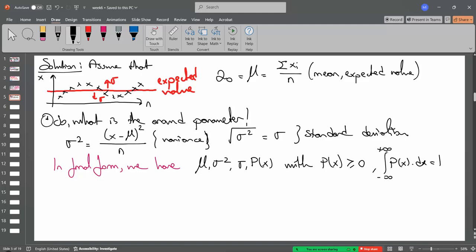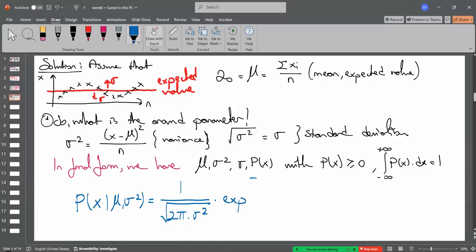Okay, and so the generalized solution can be written just like this one. The px for a given mu and standard deviation must be equal to 1 divided by the square root of 2 pi times variance, times the exponential term, which is equal to minus x minus mu squared divided by 2 times the variance. This is called the probability density function.